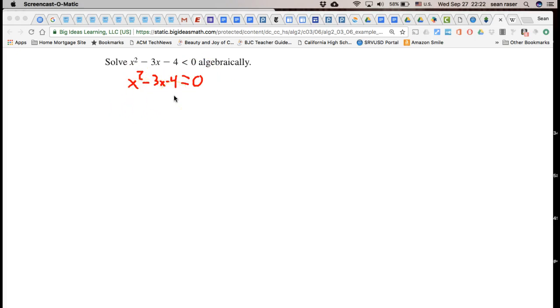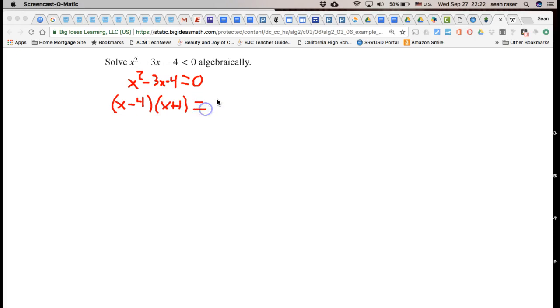We want to know what values for x make this equal to 0. Here you can use whatever method you want to solve this. Sometimes it might be factoring, the quadratic formula, or completing the square. Use one of the methods that you've learned so far to find the critical values. In this case, we can factor it. This just ends up being x minus 4 and then x plus 1.